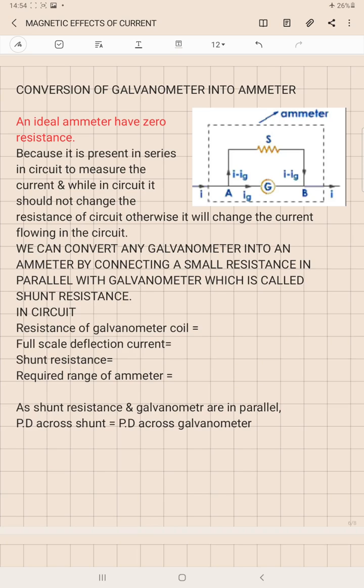Now we are studying about the conversion of a galvanometer into an ammeter. We know that an ammeter is a device which is connected in series in an electric circuit to measure the amount of the current passing through the circuit. An ideal ammeter has the property that it should have zero resistance. Reason, because it is present in series in the circuit.